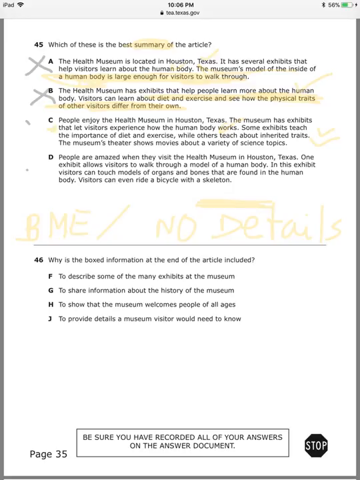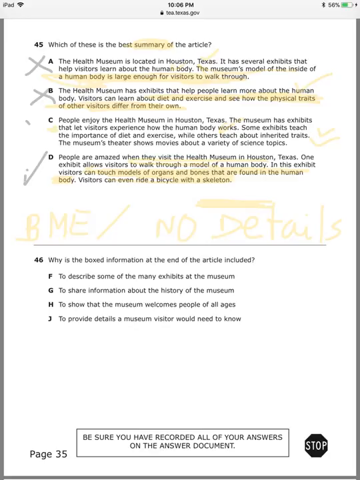Let me read letter D. Maybe letter D is better. People are amazed when they visit the Health Museum in Houston, Texas. One exhibit allows visitors to walk through a model of a human body. Okay, this one is explaining about just one, is giving you details. In this exhibit, visitors can touch models. Okay, this is too many details. Can touch models of organs and bones that are found in the human body. I don't need this information in a summary. Visitors can even ride a bicycle with a skeleton. This is again details. So, yay, I already found my correct answer.